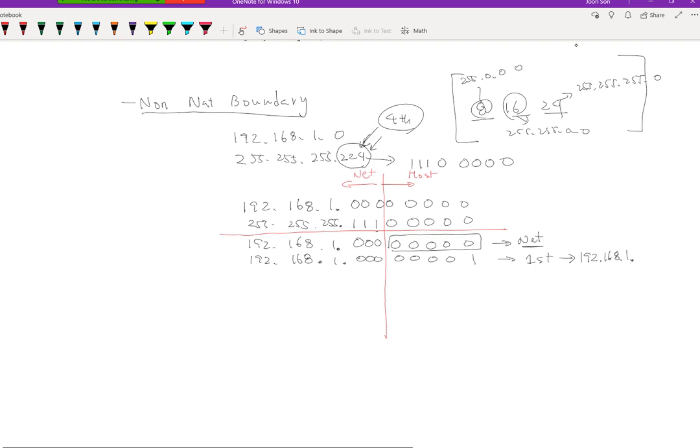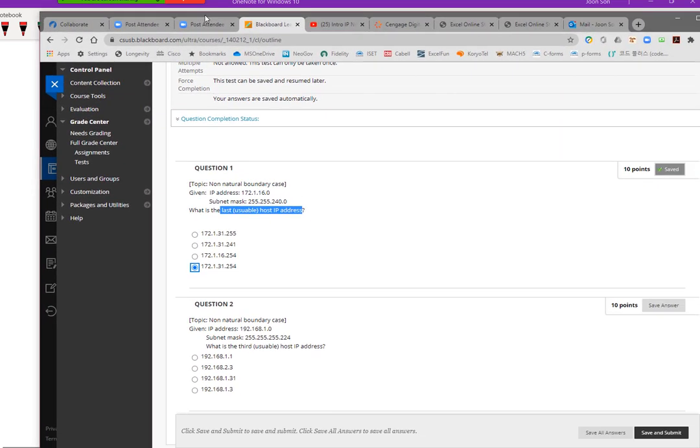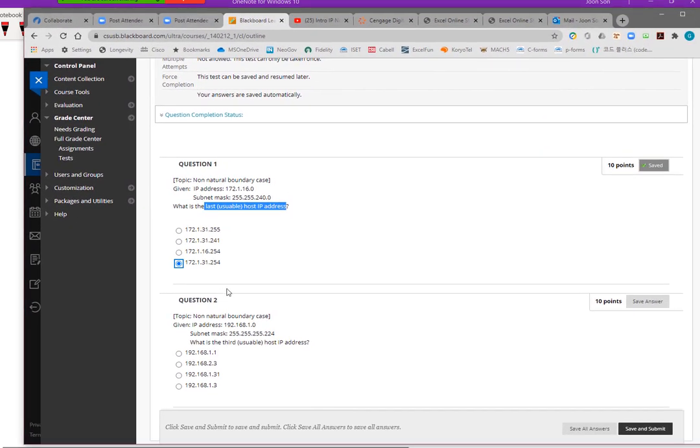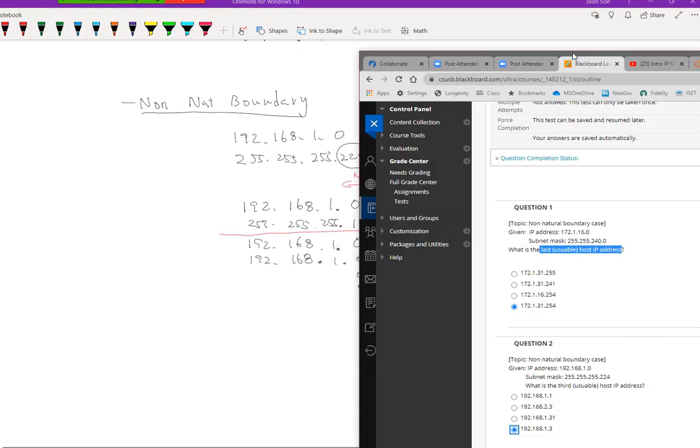192.168.1 dot 00000001, right? And then the second usable host IP address is 2, and then the third one is just 3. So like 00000010, which is 2, and then 00000011, right? So that's a 3. So that's our third usable IP address. Okay, I think it's not a really good problem. I should ask you for the broadcast address instead of the third usable. But anyway, the answer is 192.168.1.3.